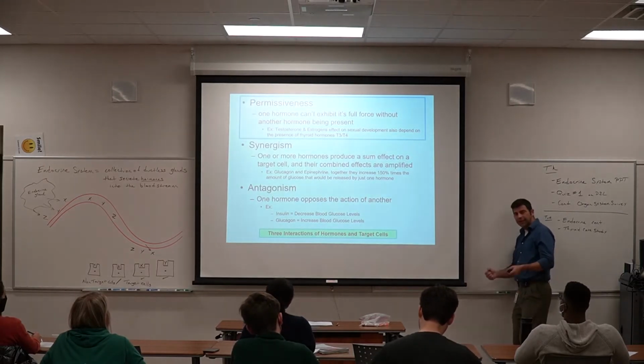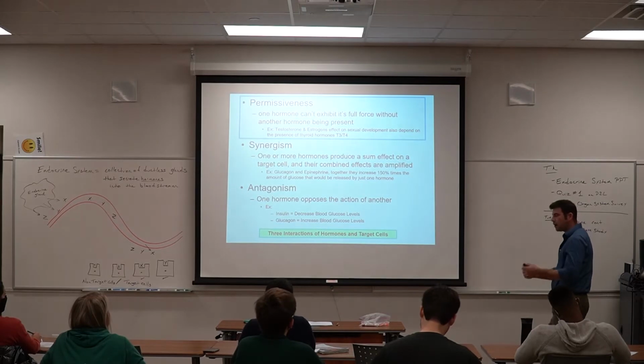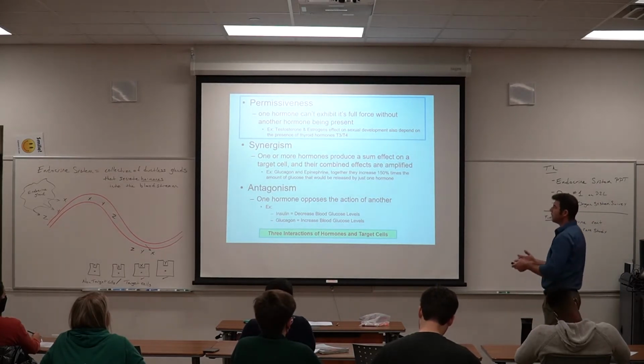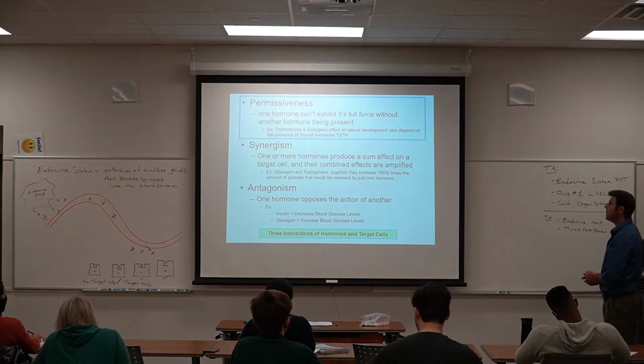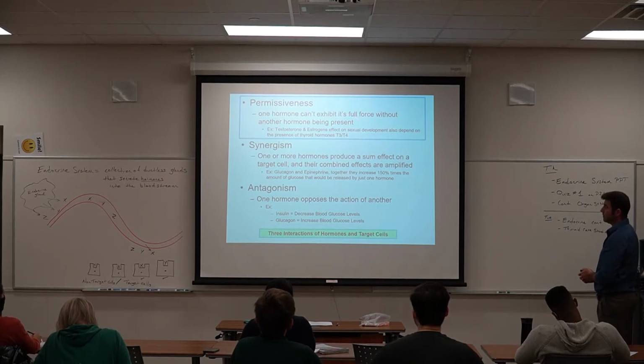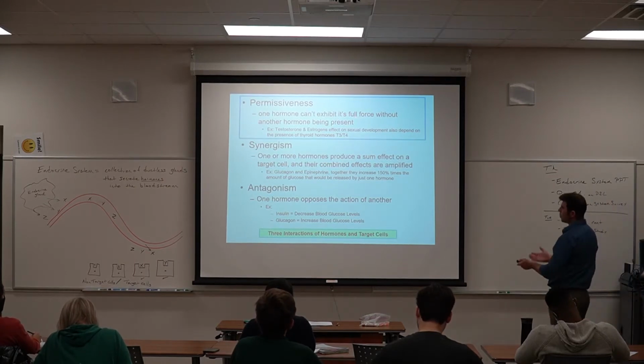Right? But if there's a lot of T3 and T4 there, cells are fired up, doing a bunch of metabolic reactions, and this is going to increase the effectiveness of testosterone and estrogen. It works with other hormones too. That's just one example of permissiveness.